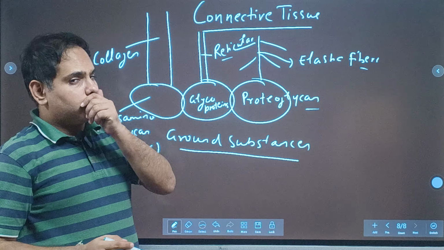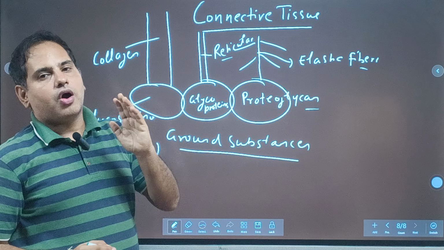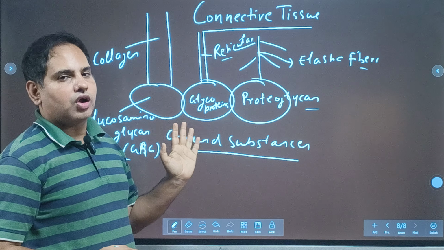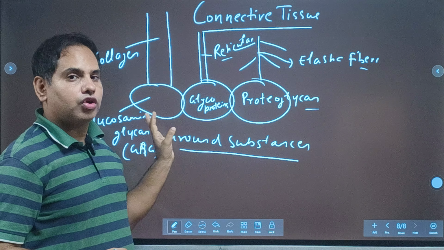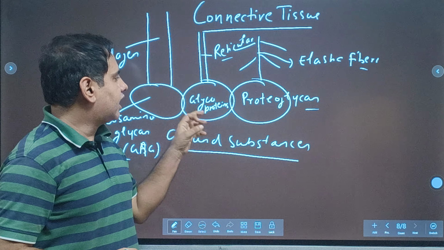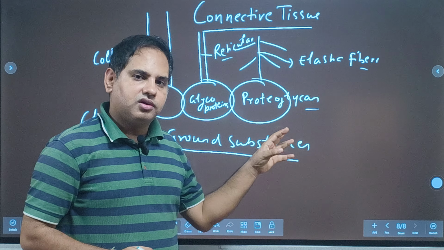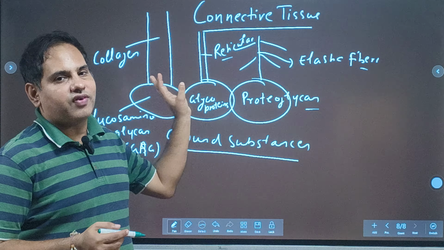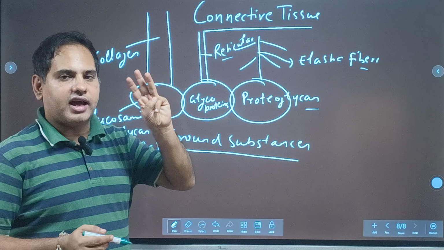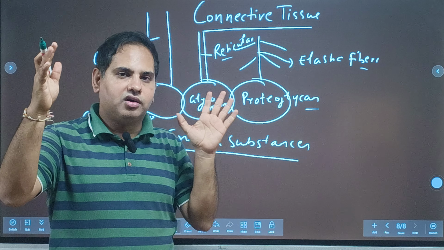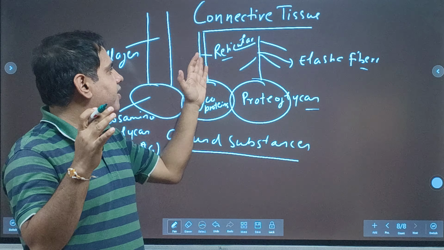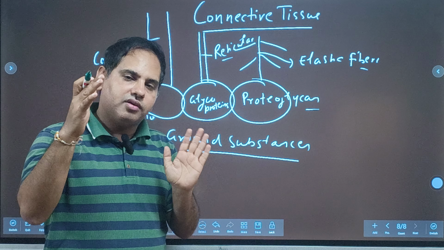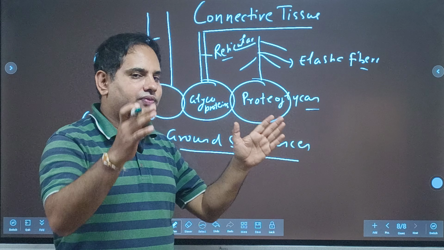So what does connective tissue contain? Connective tissue is made up of ground substances. And what are ground substances? Glucosaminoglycans, glycoproteins and proteoglycans. And what other things does connective tissue contain? Fibers, and fibers are of three types: collagen fibers, which are thick but unbranched; reticular fibers, which are thin and unbranched; and elastic fibers, which are branched.